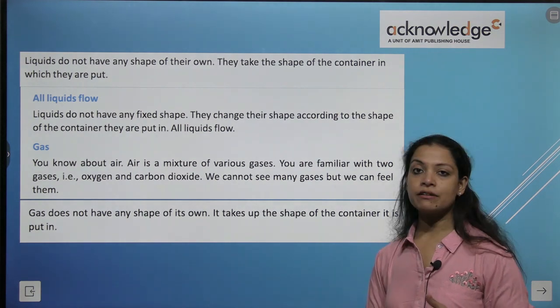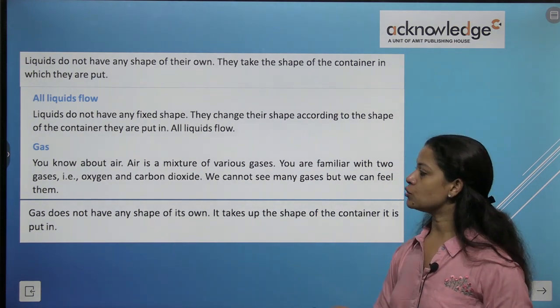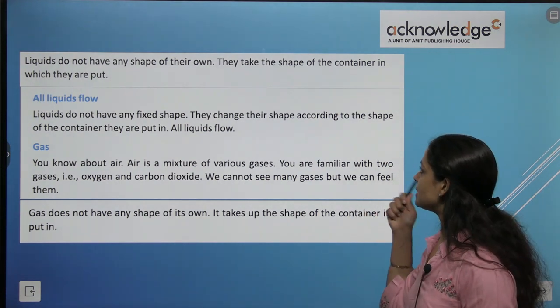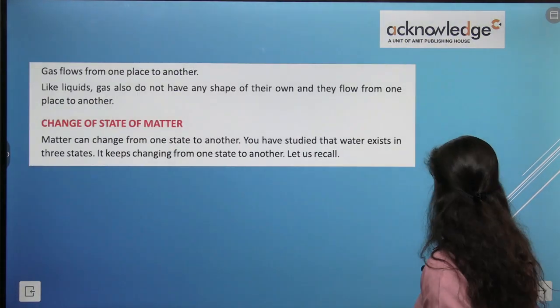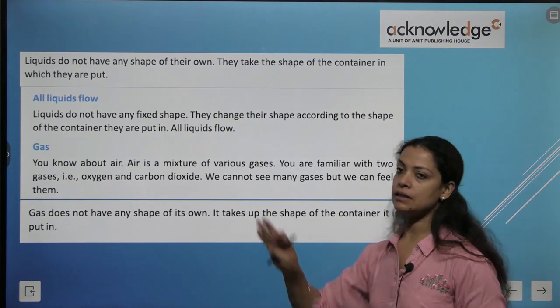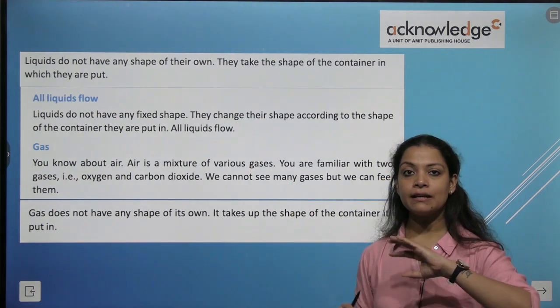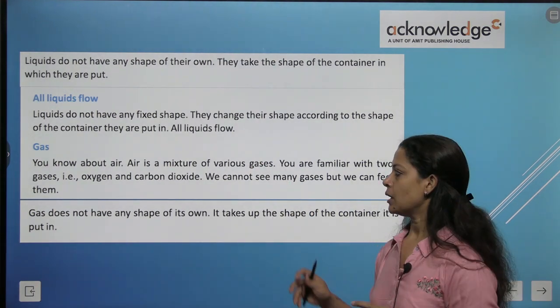Also, all liquids flow. So liquids do not have any fixed shape. They change their shape according to the shape of the container they are put in. So all liquids flow. वो बहता रहता है.